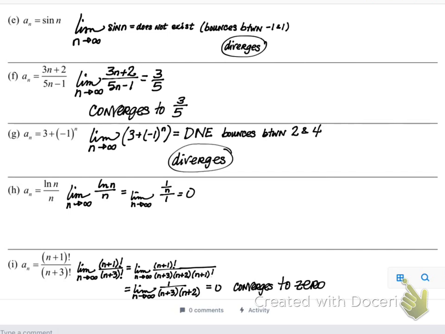And then in H, we apply L'Hopital's rule, and we see that it converges to 0. And on I, there were a lot of questions in class over this, so I tried to write out that factorial expansion a little bit clearer here for you. And you can see that it converges to 0 once we've written out our factorial in a way that we can see exactly how it cancels. Let me know if you have questions, especially on I.